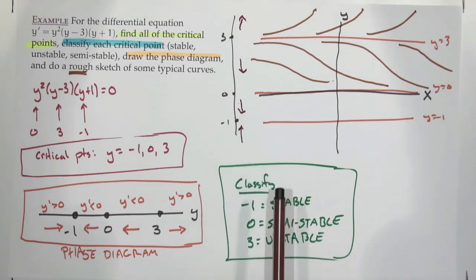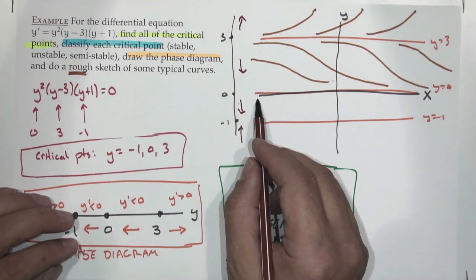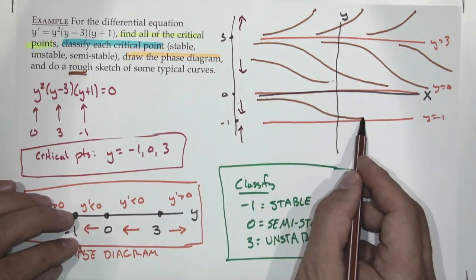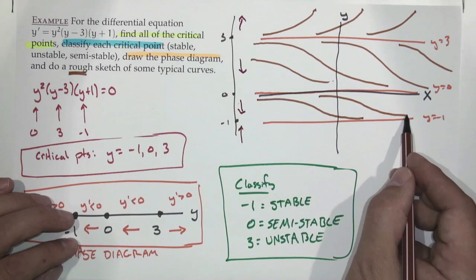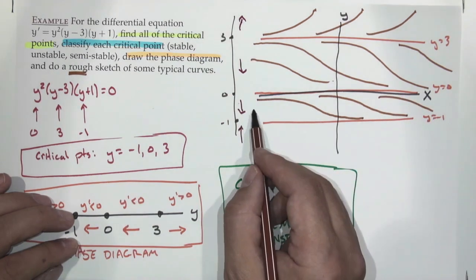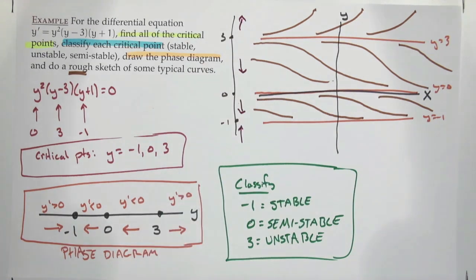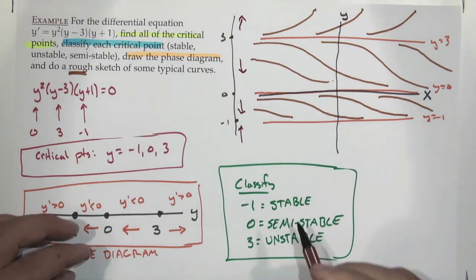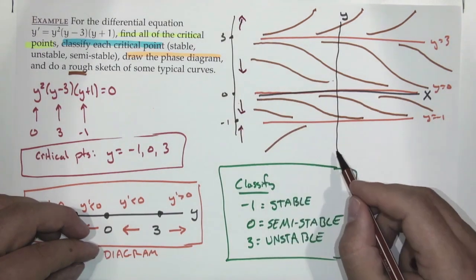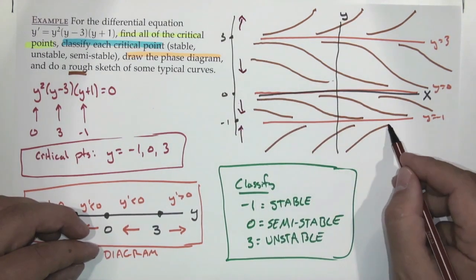What's the behavior? Going down again. So I come down off of 0, and then I head in towards negative 1. What about below negative 1? I'm moving up. So my curves will look something like that.